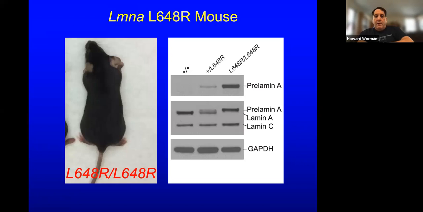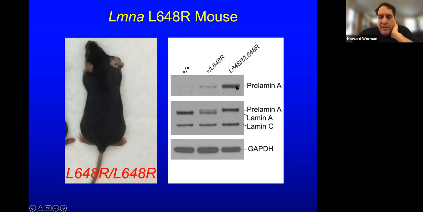Anyway, what we recently did, and this is work done mostly by Yusho Wang, who's on the call here, we generated a mouse with the corresponding mutation. The homozygous mice were L648R, L648R mice, and you can see one of these mice here.